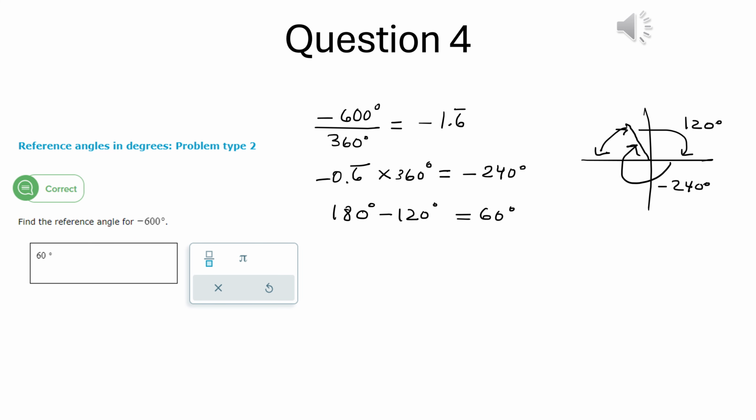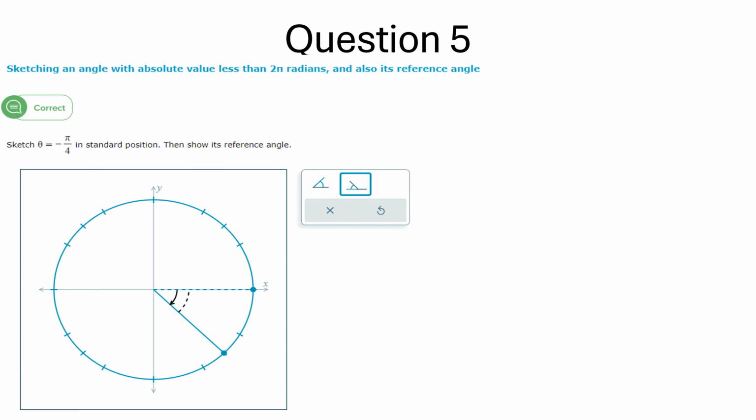You can see in the sketch. And the reference angle is what the question wants. It's 180 minus 120, because the coterminal of negative 240 is positive 120, no? It's 60 degrees.